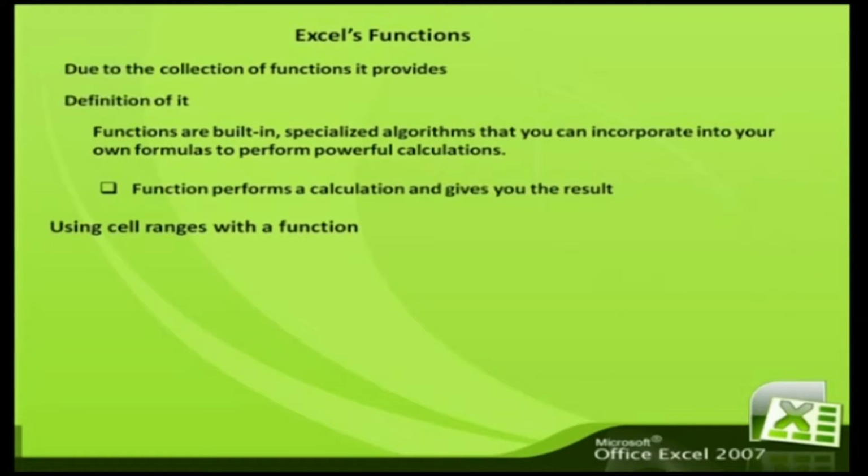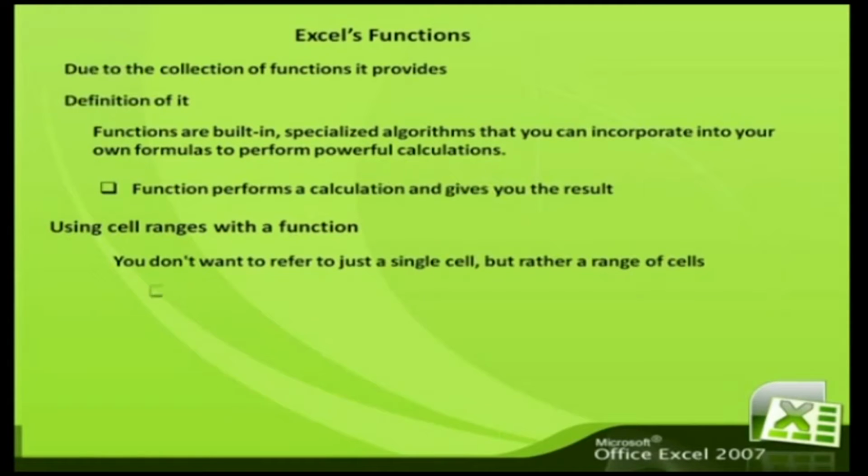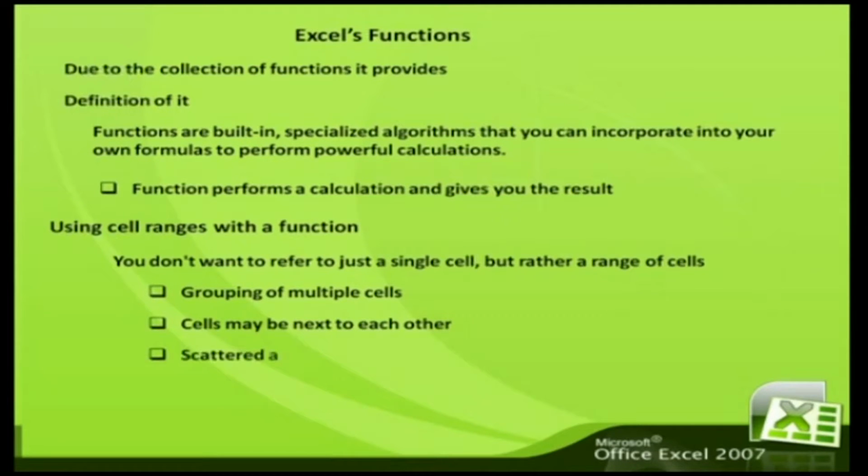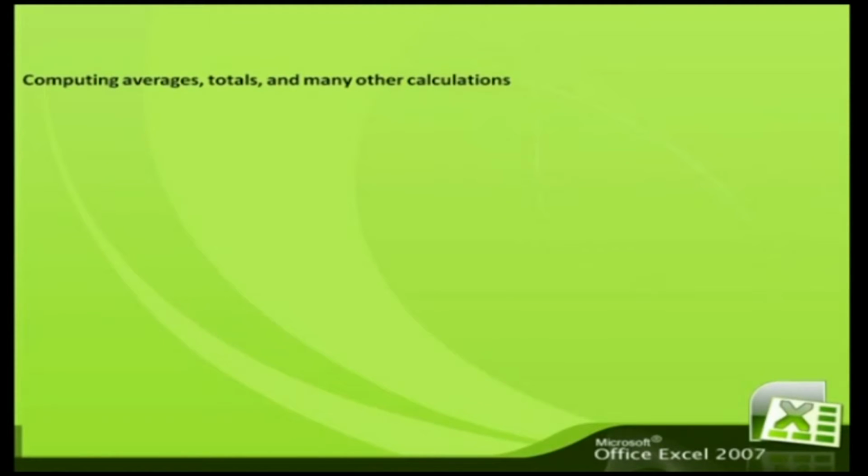Using cell ranges with a function. In many cases, you don't want to refer to just a single cell, but rather a range of cells. A range is simply a grouping of multiple cells. These cells may be next to each other, say, a range that includes all the cells in a single column, or they could be scattered across your worksheet. Ranges are useful for computing averages, totals, and many other calculations.